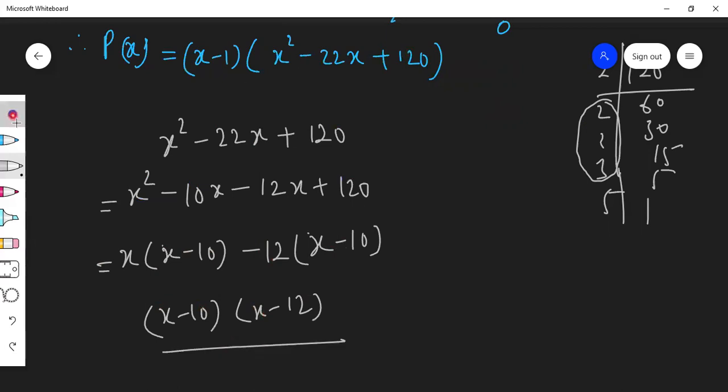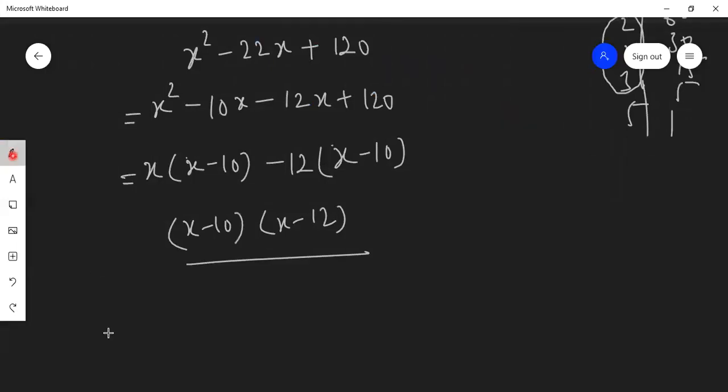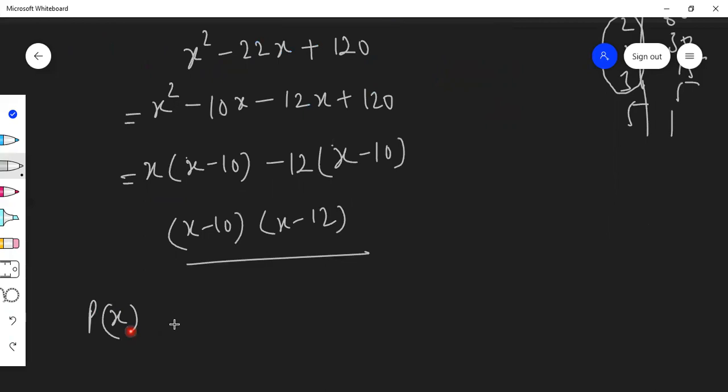See, so how can we write our px finally? px should be written as x minus 1 into the other quadratic factor, which has been factorized to linear factors, x minus 10 and x minus 12. That's how we factorize.